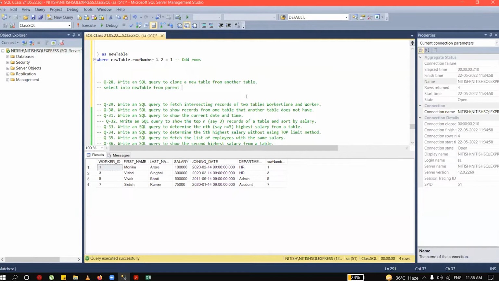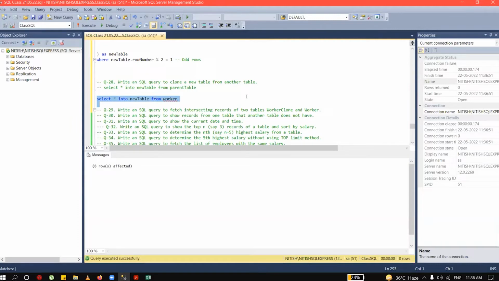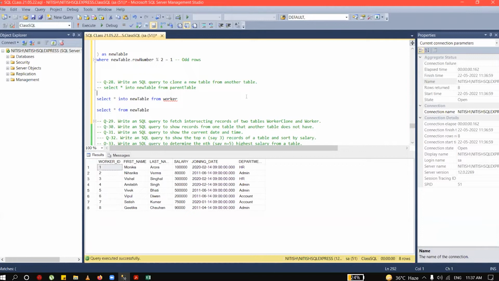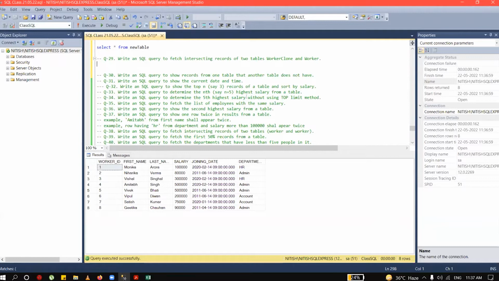So parent table, and over here write select star, meaning each of the records that I have in the parent table, copy it into the new table. So select into new table from, for me the parent table is worker. 8 rows affected. Now if you look at select star from new table, you can see it has been created. So copy or clone means copying all the contents from the parent table to a child table or new table.